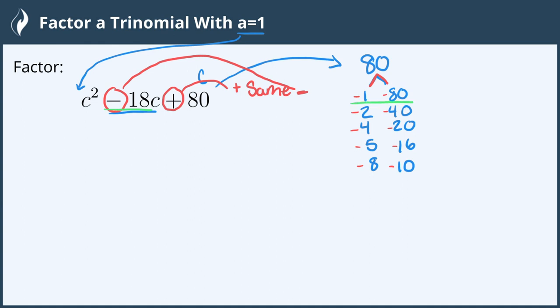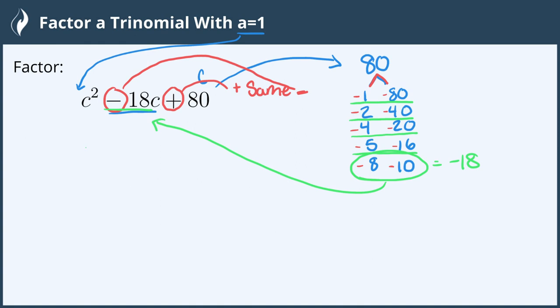Negative 1 plus negative 80 is negative 81. Negative 2 and negative 40 is negative 42. Negative 4 and negative 20 equal negative 24. Negative 5 and negative 16 make negative 21, and negative 8 plus negative 10 equals negative 18. Now we have the two factors that can be used to replace the middle term from our trinomial.